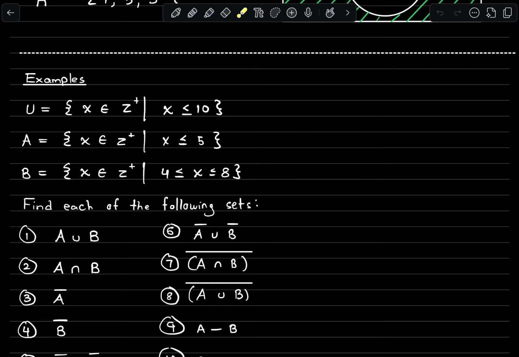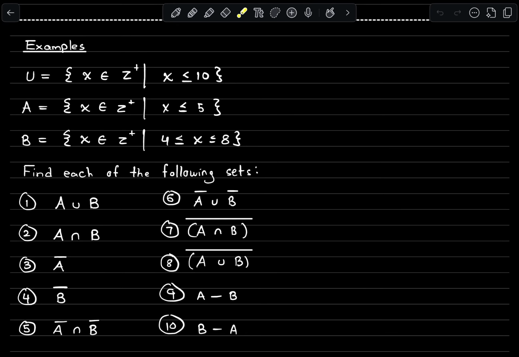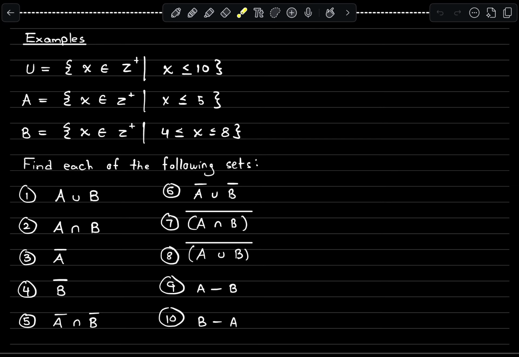So now, here are 10 combinations or instances of the usages of these different operations, some of them together. So we've got A union B, A intersection B, A complement, B complement, the intersection of the complements, the union of complements.